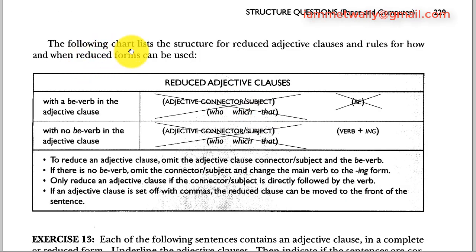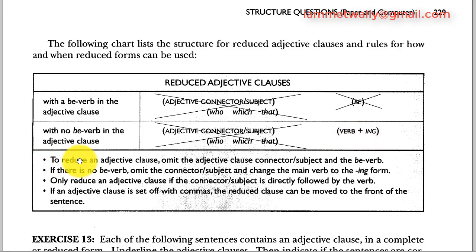The following chart lists the structure for reduced adjective clauses and rules of how and when the reduced form can be used. Let's see. With a be verb in the adjective clause, easily you have to remove who or which or that along with the verb to be. Both of them should be removed. With no be in the adjective clause, easily you have to remove who or which or that and change the verb which is in the sentence to ing.